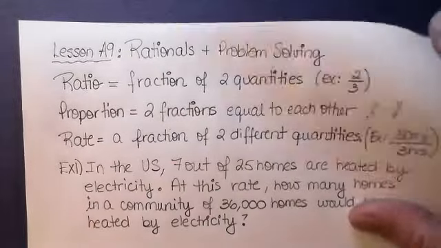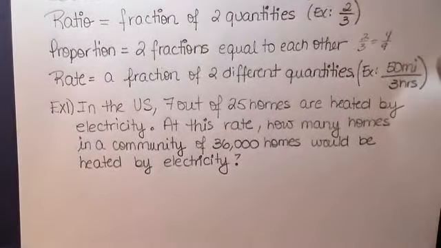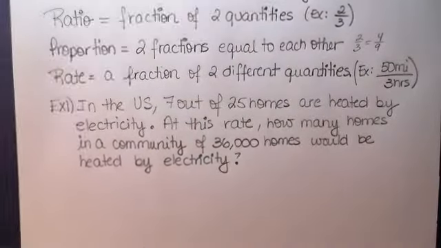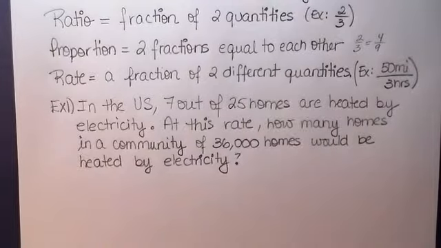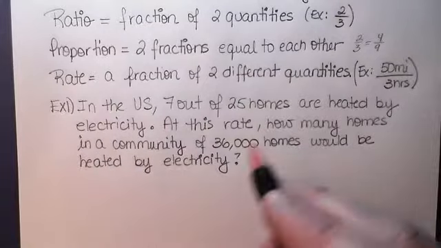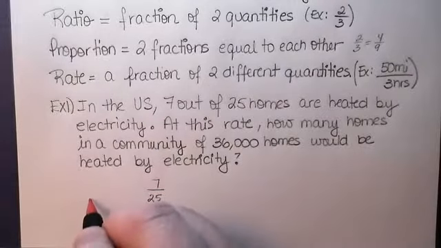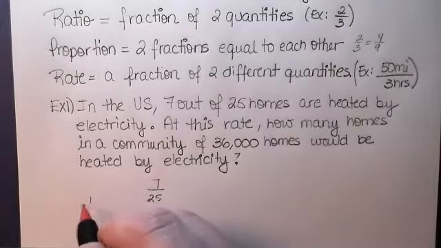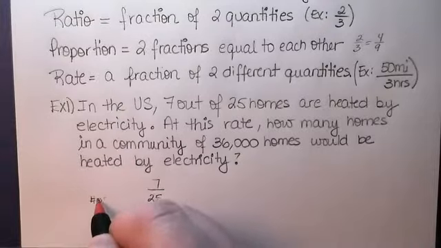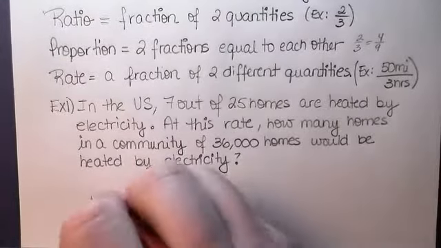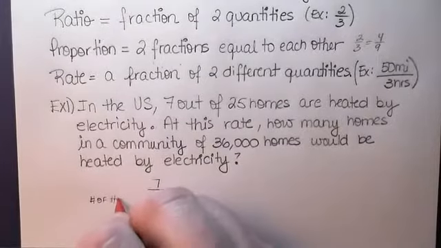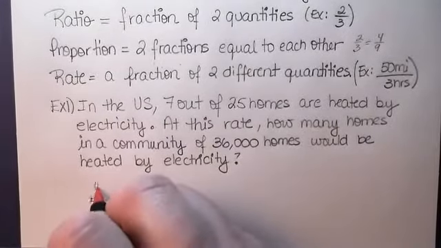Okay, so let's look at some examples here. Example number 1. In the US, 7 out of 25 homes are heated by electricity. At this rate, how many homes in a community of 36,000 homes would be heated by electricity? So basically, when we read the problem here, we have 7 out of 25 homes. So this would be the number of homes, and the number on top would be the number of heated homes.